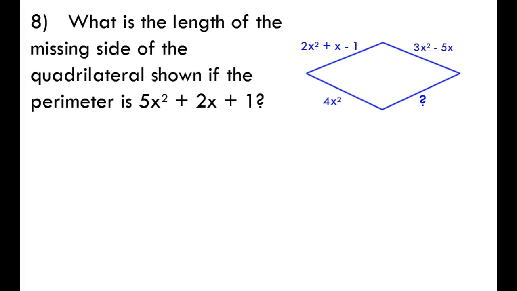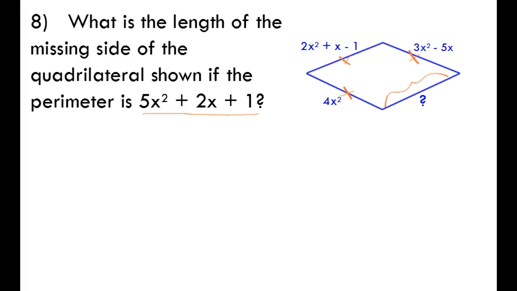All right, here's a more involved problem that uses a little bit of geometry. It says, what is the length of the missing side of the quadrilateral shown if the perimeter is 5x squared plus 2x plus 1? So they're telling you with the whole perimeter, if you added up everything, this is what it would be, including the mystery one. So what we want to do is take away this side, this side, and this side, so that what we're left with is just the mystery side.